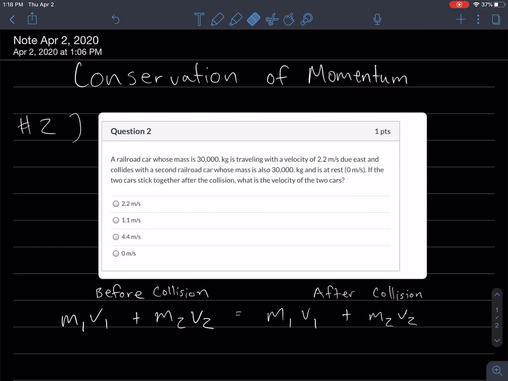Hey everyone, I got a couple questions about how to complete some of the quiz questions in our lesson 3, conservation of momentum. So I'm just going to go through question 2 and question 7, just to give you guys an idea of what to do with these.